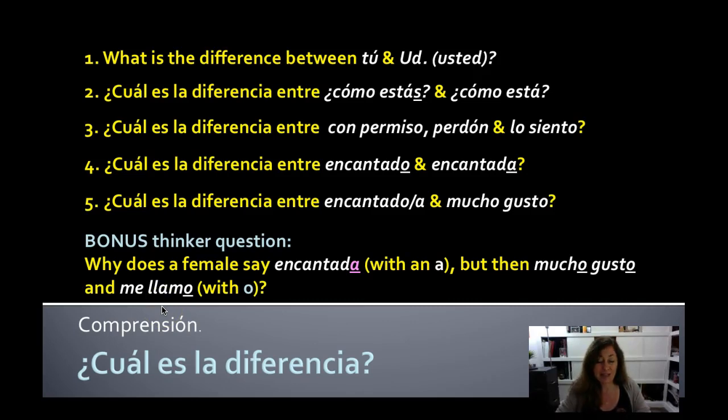And we will be getting into verbs. If you're afraid of verbs from your high school experiences, fear not. We're going to get through it and it's going to be fine. But me llamo is a verb, and that's why it ends in an O and doesn't change to an A, even if you are a female. So just a couple of thinker questions to get you going. Maybe even get you thinking about that high school Spanish if you took it.